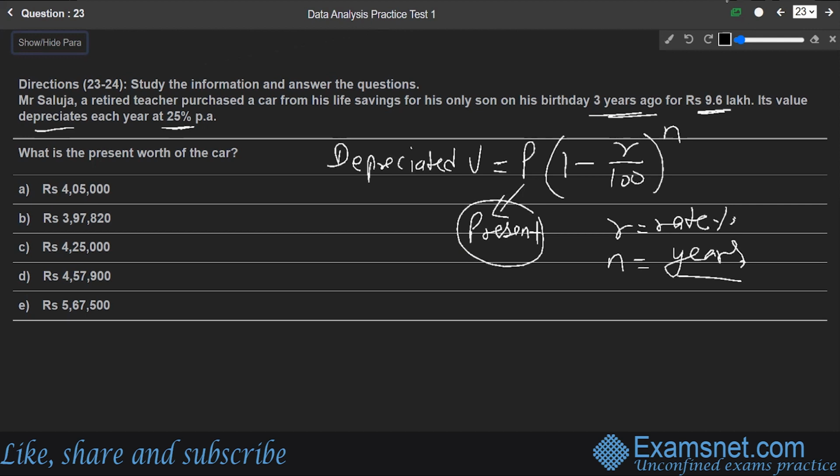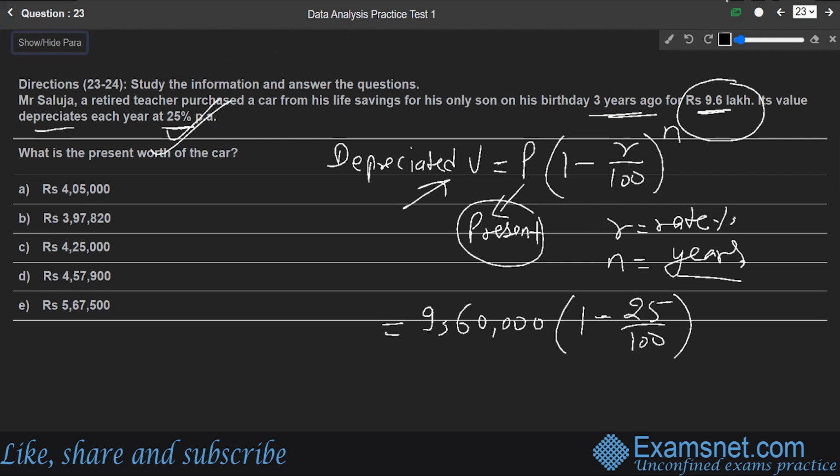Present worth here will be used as the original worth at the time of purchase, that is 9.6 lakhs. So the depreciated price now at present will be, the worth when the car was purchased was 9.6 lakhs. We can write it as 9 lakh 60,000, or 9.6 lakh, times 1 minus the rate of depreciation, which is 25% given. So 25 over 100, to the power of how many years they are asking for? 3 years have passed. So we multiply to the power 3. If we solve this further, this comes out to be 9 lakh 60,000.